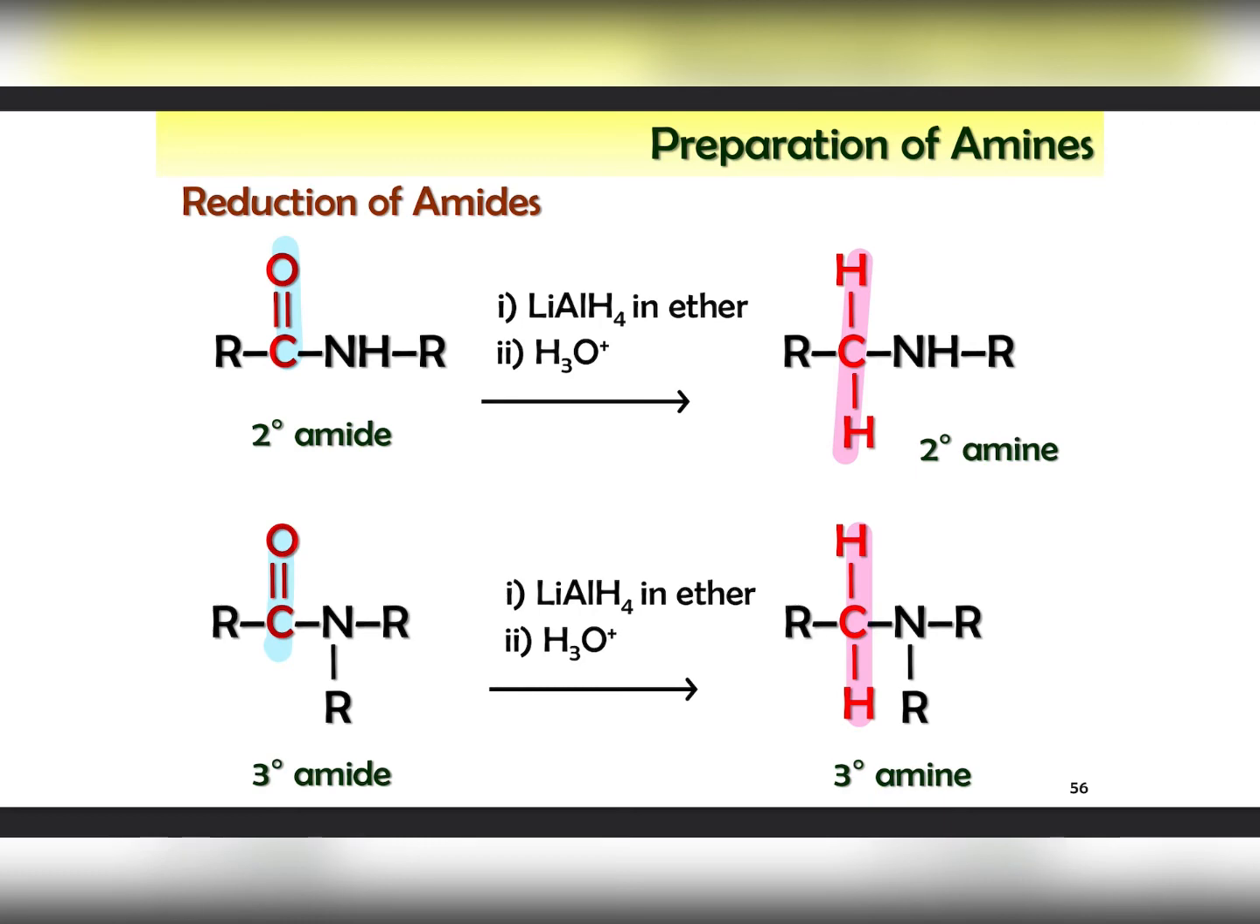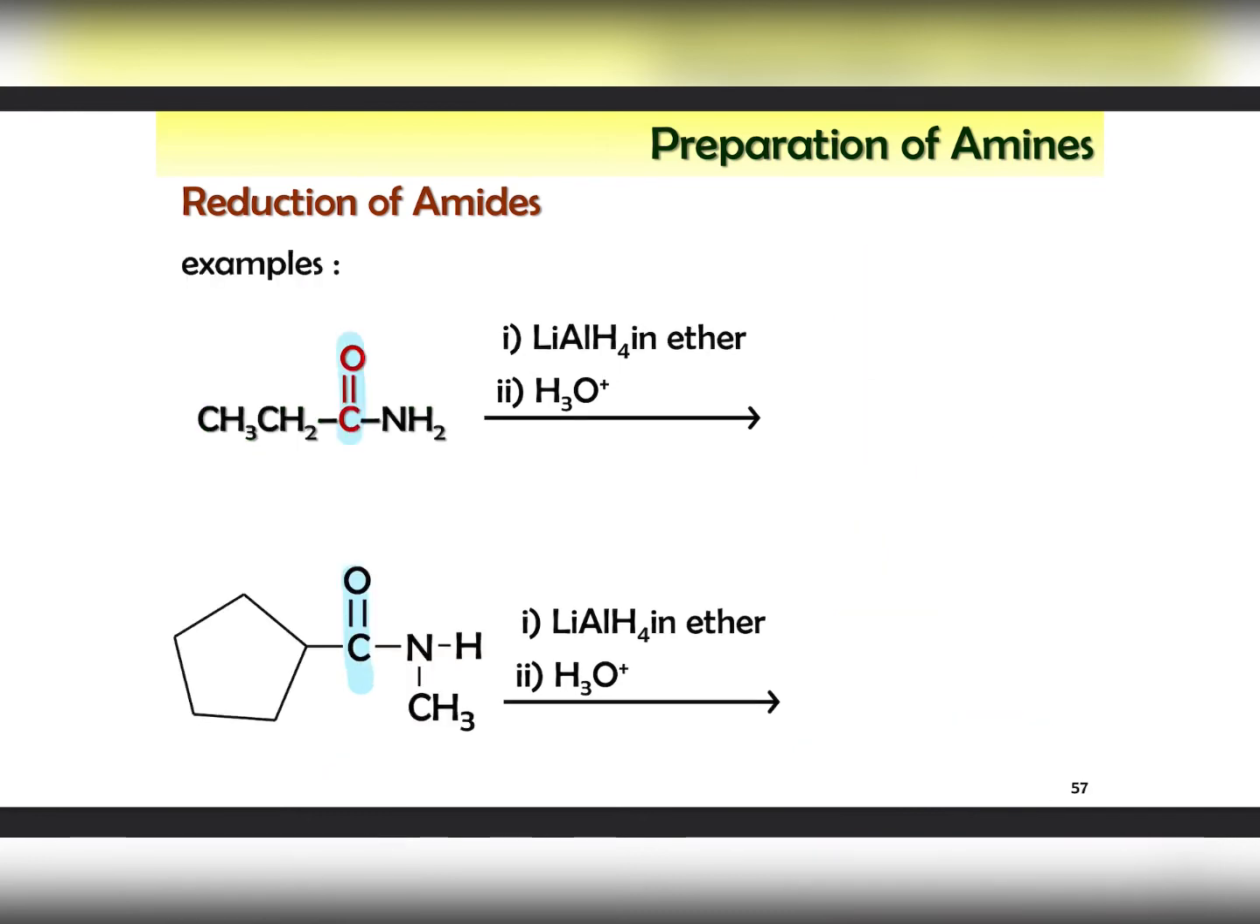Kalau kamu ada this general equation, secondary amide and undergo reduction with lithium aluminum hydride followed by hydrolysis, kamu akan dapat form secondary amine. Okay, basically C double bond O akan jadi CH2. So kalau tertiary amide, kamu akan form tertiary amine. Okay, now let's have a look at this example.